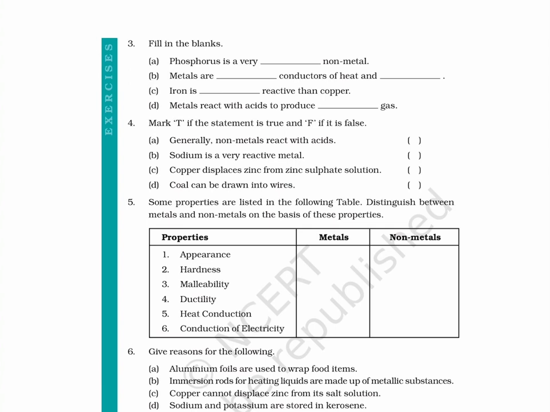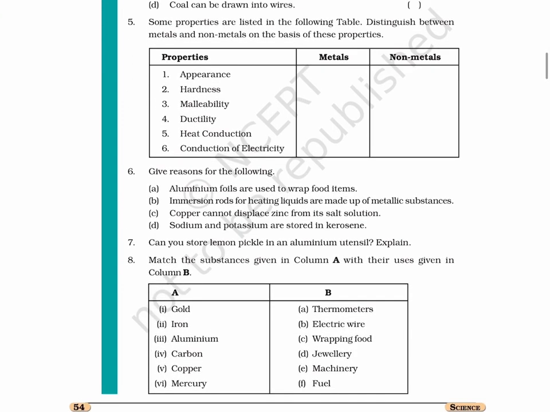Column number 1, properties. Column number 2, metals. Column number 3, non-metals. First property, appearance. Second, hardness. 3, malleability. 4, ductility. 5, heat conduction. 6, conduction of electricity.